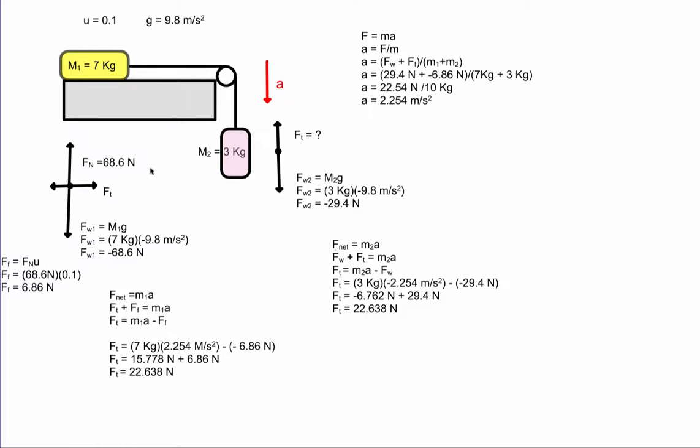Just reviewing. The force of friction is the coefficient of friction times the normal force. The acceleration of this system, they both share the same acceleration. So it will be the total force, the net force, which is the force of weight minus the force of friction, divided by the total mass, 3 plus 7 kilograms.